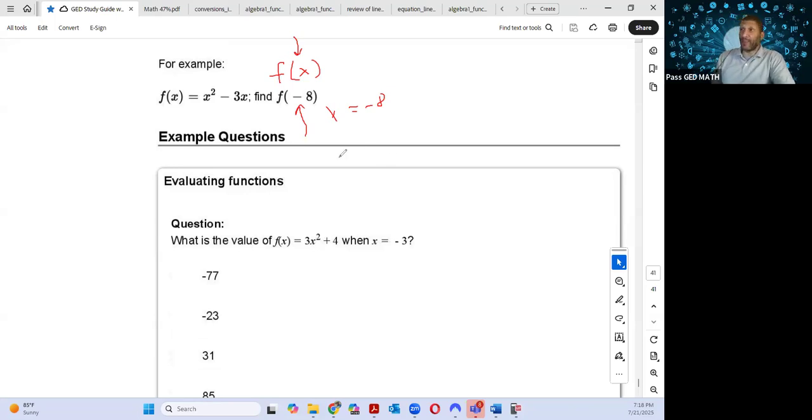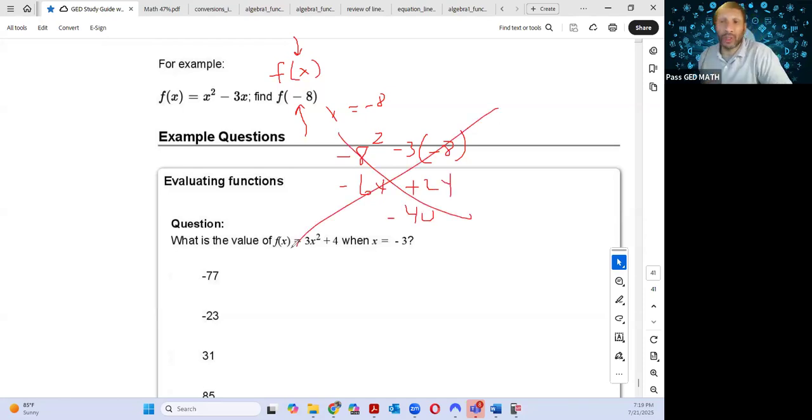This is a mistake that people make. Minus 8 squared minus 3 times minus 8. Mr. Tinsley, you told me that everywhere I see x, I put negative 8. That's what I did, Mr. Tinsley. I got minus 64 plus 24, which is minus 40. That's wrong. How can that be wrong, Mr. Tinsley? You told me everywhere I see x, I'm going to put negative 8. You're 100% right.